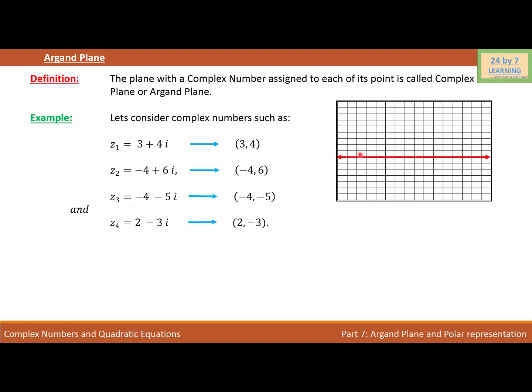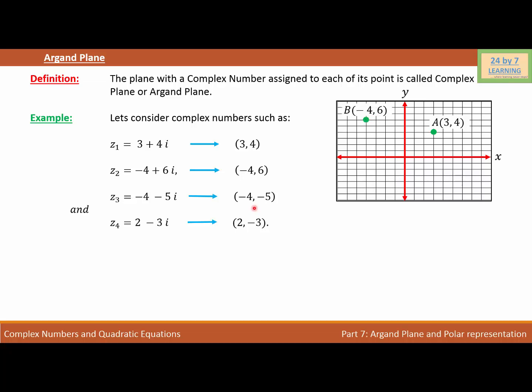So this is my graph, this is my x-axis and this is my y-axis. First of all, I'm going to graph the point (3, 4). So I will go 1, 2, 3 and then 1, 2, 3, 4. And this is my point (3, 4), which is basically point A. In the same way, I'm going to graph the point (-4, 6), where x is negative 4 and y is 6. So I will go 4 on the negative side of the x-axis, so 1, 2, 3, 4, and then 1, 2, 3, 4, 5, 6. And this is the coordinate of point B, (-4, 6).